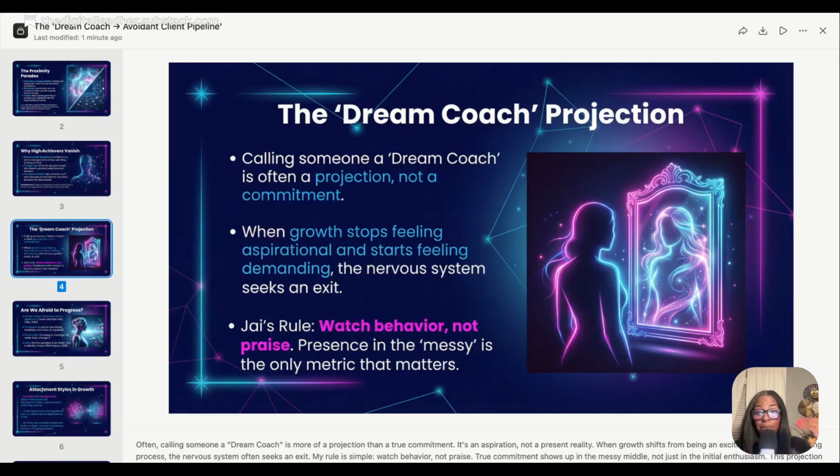I wasn't ready for that. I just wanted to be told that I need to get it together. No, because this is when the work comes in. When growth, like I said, stops feeling aspirational and starts feeling like it's a demand on me, the nervous system instantly is going to look for somewhere to go, because I don't know if I have time for that. I got stuff to do.